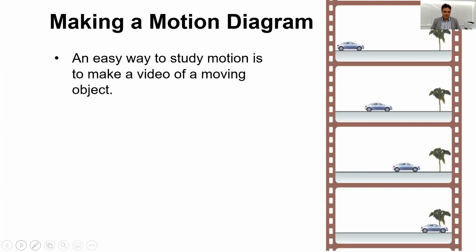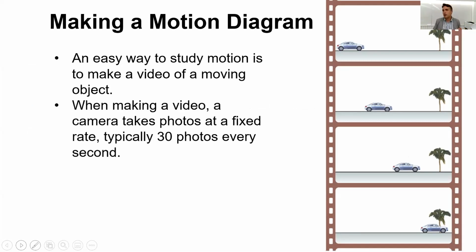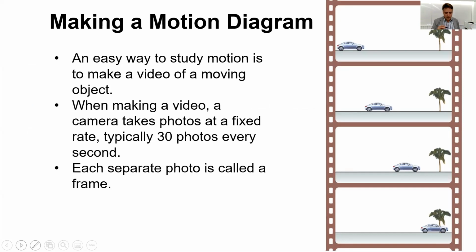So Etkina uses a lot of motion diagrams, and this is what my demonstration is about. It's a way to study motion. One way to study motion is just to make a video. Videos have different frames. When you make a video, you might have some number of frames per second. Sometimes it's 30 photos of the same situation per second. Each separate photo is called a frame.